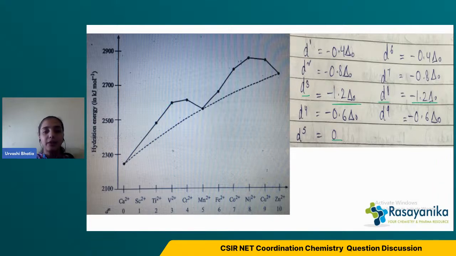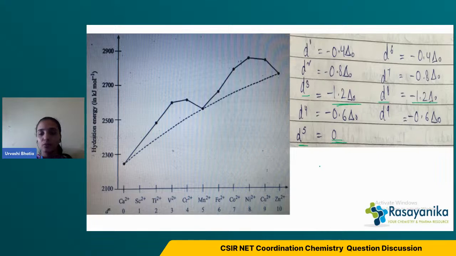Now for the vanadium, you can see the experimental hydration energy is higher than the manganese one because it involves CFSE as well, right? For the vanadium, it is minus 1.2 Δ, and for d5 manganese, it is 0. Here CFSE is also involved, so therefore the hydration energy is higher. Experimental hydration energy is higher than the manganese.